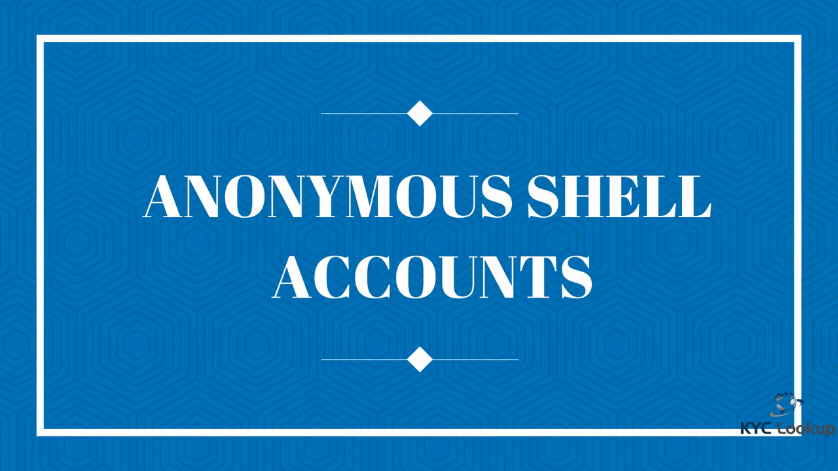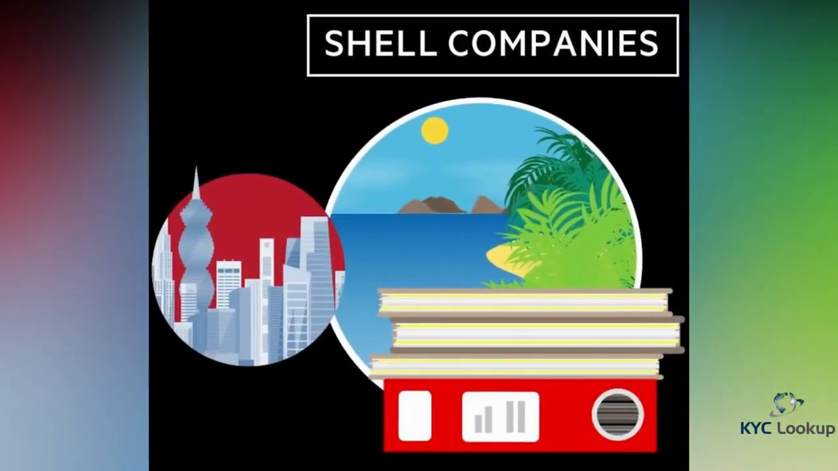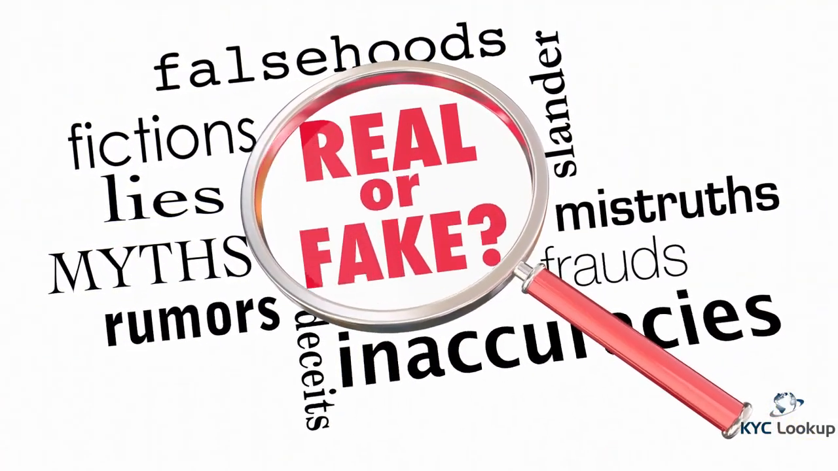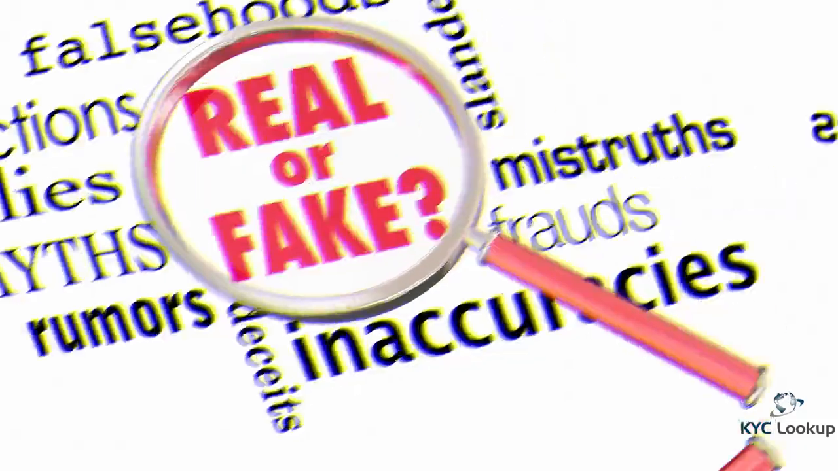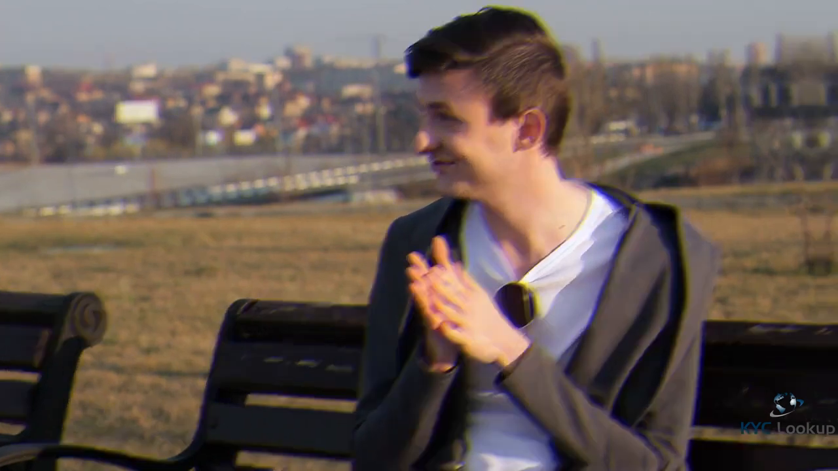Anonymous shell accounts. A shell company, bank account, or corporation is an entity that conducts no real business. It is essentially a cover used to hide and move funds. The purpose of these accounts is to deceive others into thinking the business is legitimate while laundering money and evading taxes.